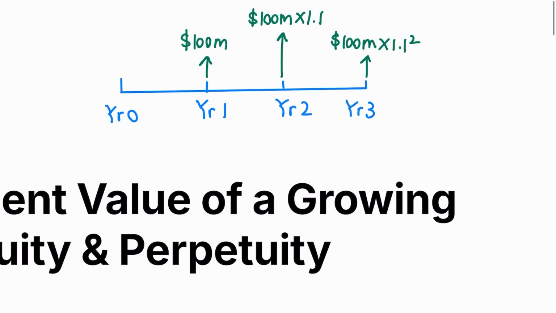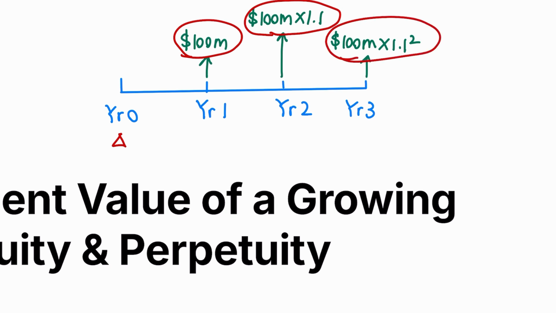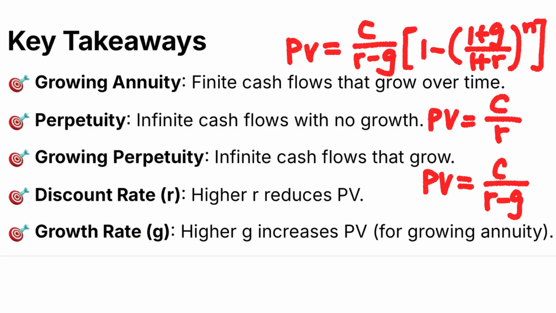If we are at year 0 and we are going to evaluate the present value of a project, we know this project will generate 100 million US dollars in year 1 and 100 million US dollars times 1.1 in year 2. We assume the growth rate is 10% per year, and in year 3 it will generate 100 million US dollars times 1.1 squared. So what is the present value of this project? In today's video, we're going to learn all of these formulas.